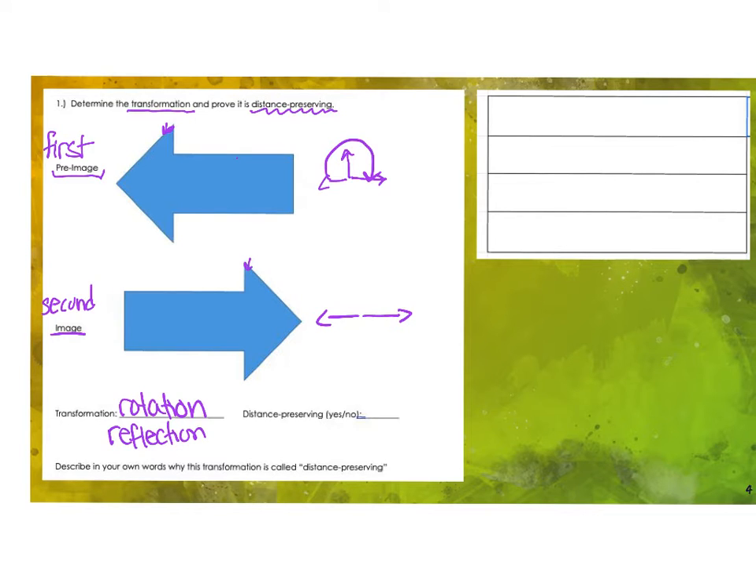Now we need to talk about the idea of distance preserving. Distance preserving means a couple of things. The first, common sense way to know if a transformation is distance preserving is: is the shape still the same size? So this arrow up here appears to be the same size as the arrow down here. The pre-image looks the exact same size, so that's a good indication that yes, this is going to be distance preserving.